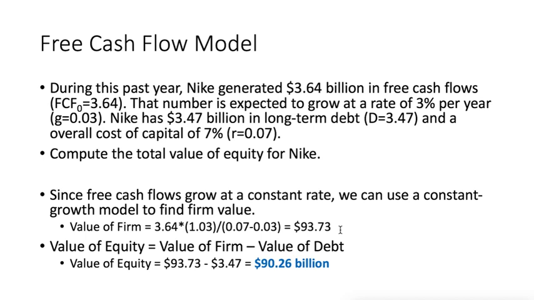So now we have to subtract out the value of debt. In this case, we're also assuming that there is no preferred stock, or else we would subtract that out too. So the value of equity then becomes $93.73 minus 3.47, which is the market value of debt, and that gives us $90.26 billion as being the value of equity.